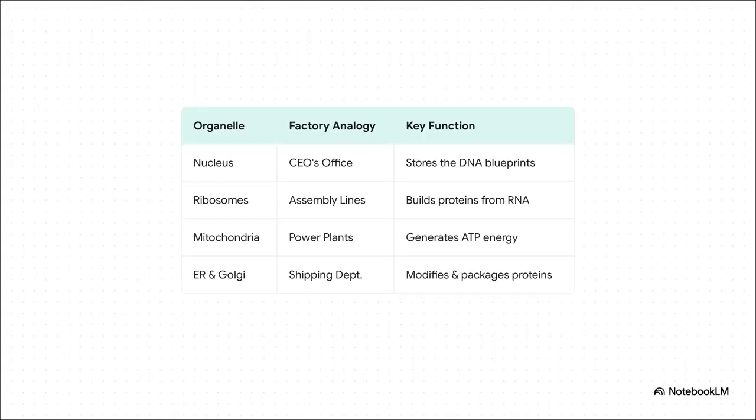So, inside this factory, every little department, or as we call it, organelle, has a specific job. The nucleus, that's the CEO's office, protecting those precious DNA blueprints. The ribosomes are the assembly lines, reading copies of the blueprints to build proteins. The mitochondria are the power plants, generating ATP, which is the energy currency of the cell. And the ER and Golgi apparatus, they act as the shipping department, modifying and packaging those proteins so they can be sent where they need to go.